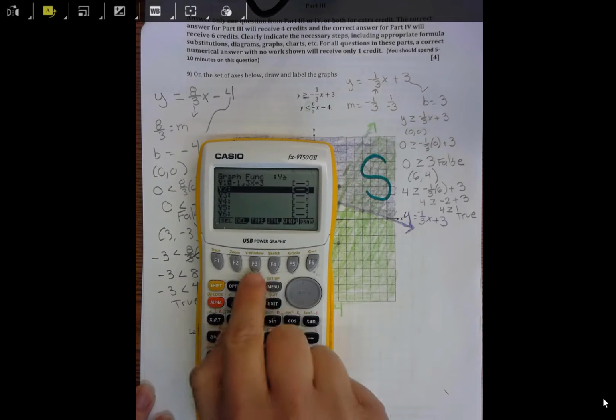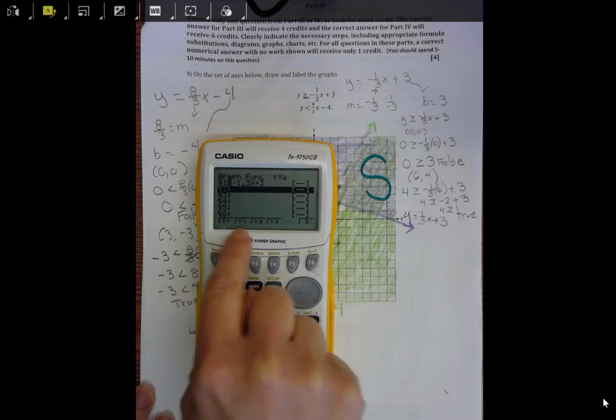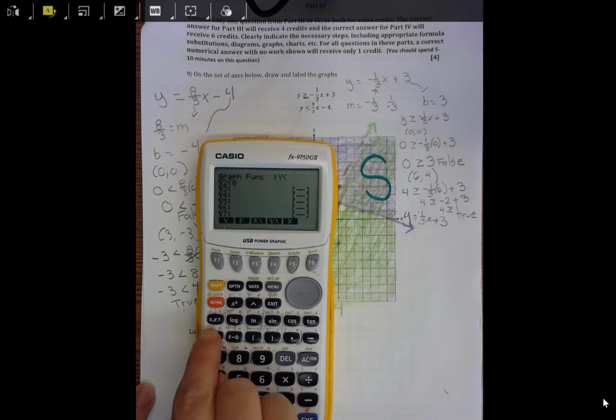Then I want to choose the type for this next graph. So again, for this one we want less than. So this time it's F2. Then I'm going to put in 8 with the fraction button, thirds x minus 4.